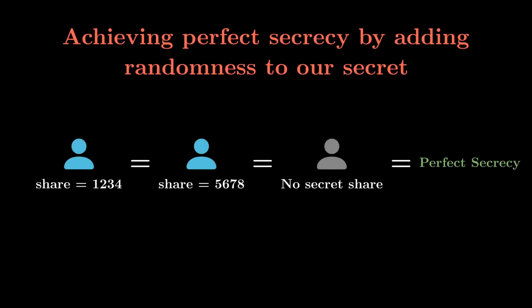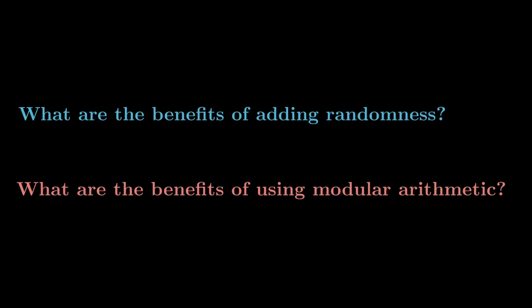As we saw earlier, this is the same number of combinations that you will have to try if you have no secret share at all. So, this shows that adding randomness to our secret number mitigates the information leakage issue. Thus, a person with a share of the secret is as clueless as a person with no secret share at all, hence achieving perfect secrecy. Now, we will talk about why we need to use modular arithmetic here.